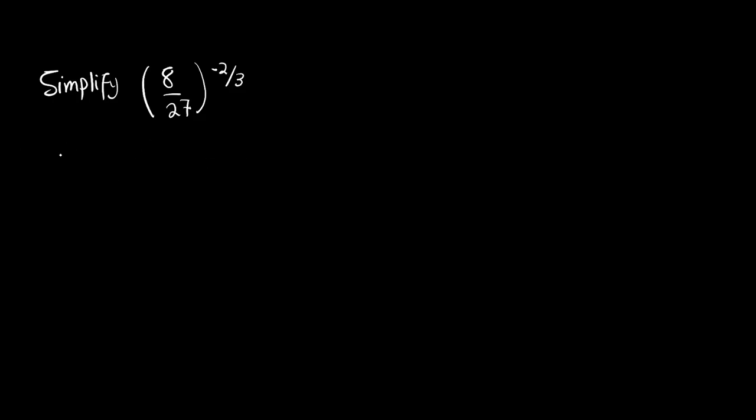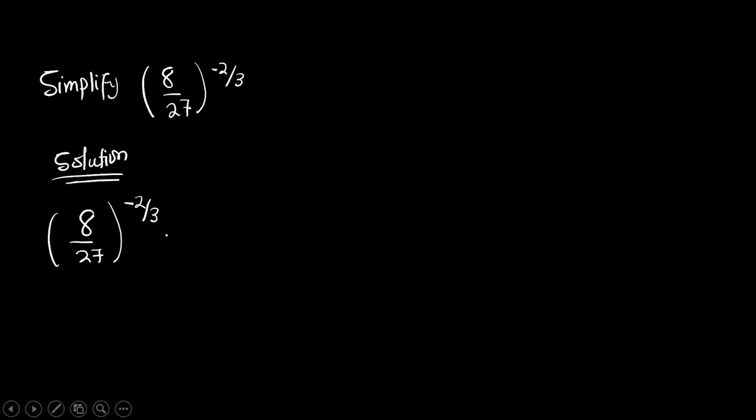Now to solve this is very simple. We write down our solution. Now the first thing we want to do is that we write our question. We have 8 over 27 raised to the power negative 2 on 3. Now the negative over here means that this whole expression, 8 over 27 raised to the power 2 on 3, is divided by 1. Or we can rewrite the entire thing over here as 1 over 8 over 27, and the 8 over 27 will be raised to the power 2 over 3. So we can rewrite this expression as this.